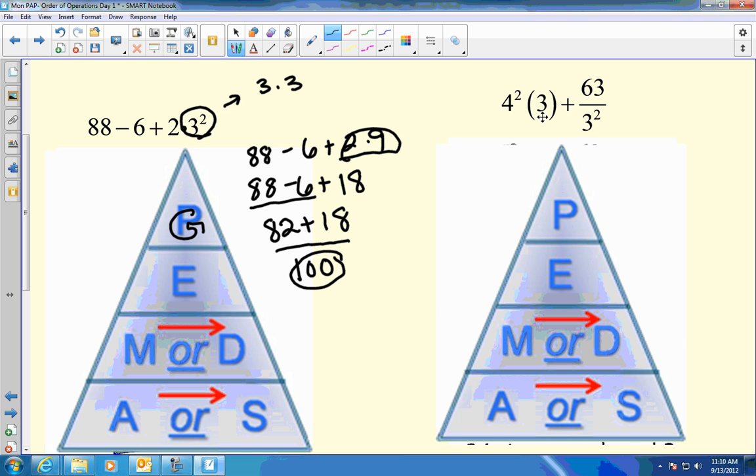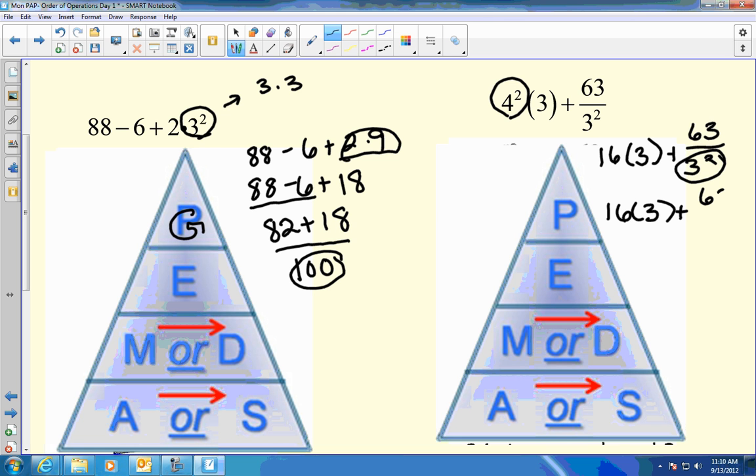Next problem. We do have some exponents. It doesn't really matter what order you do them in this particular problem, but I always suggest if you have more than one of something, move from left to right. That way you don't forget. So I'm going to do 4 squared first, which remember is 4 times 4. And then I'm going to do 3 squared next, because I still have more exponents. Now notice I didn't start with those parentheses. That's because there's nothing inside there to simplify.